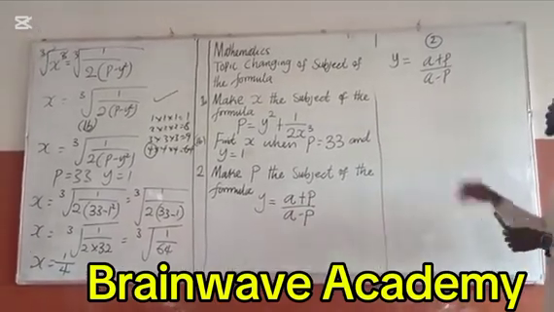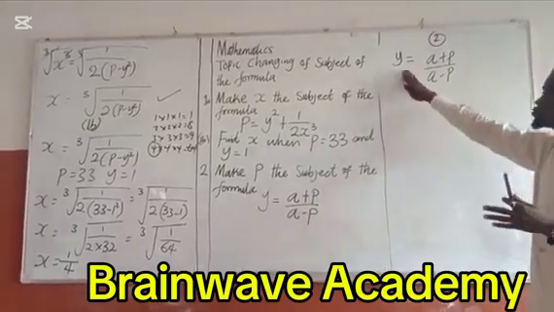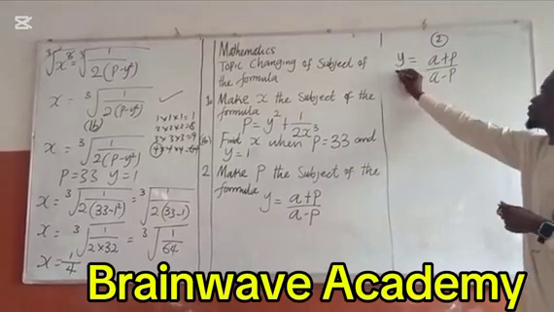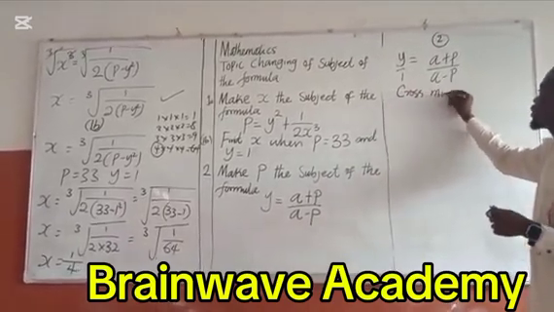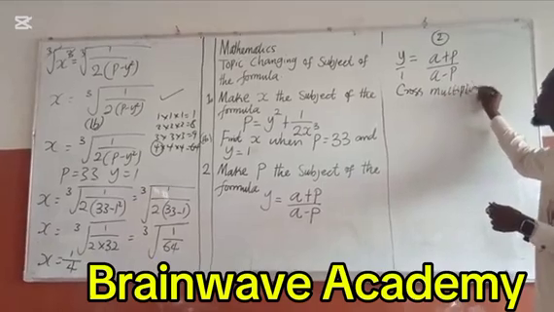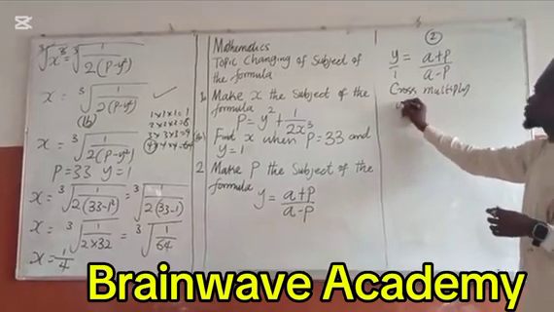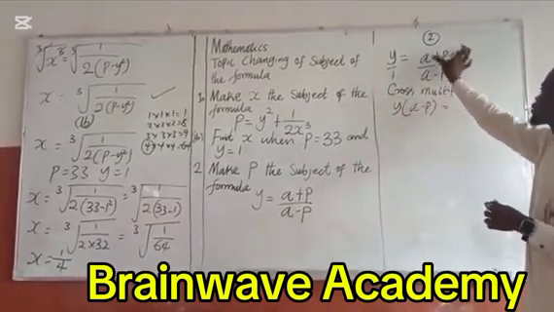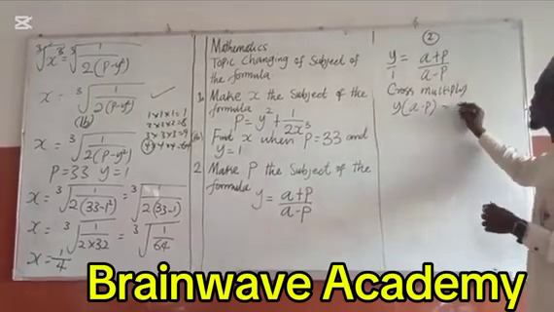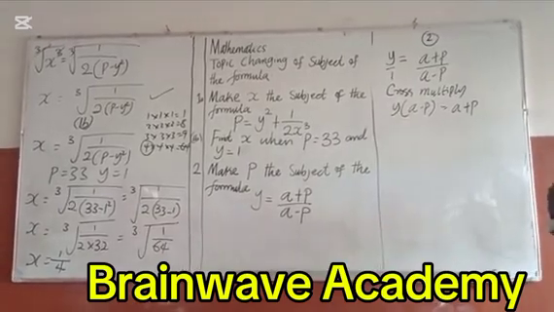Now, here we have a fraction, and this is not a fraction. We have to make it a fraction by dividing it by 1. Then cross multiply. If I cross multiply, we are going to have Y times this, which is Y, open bracket, A minus P, is equal to 1 times A plus P.